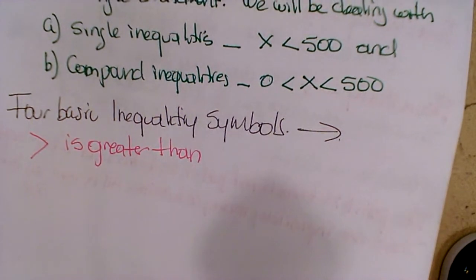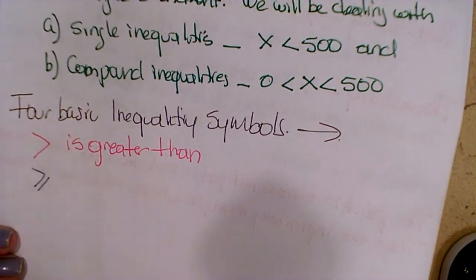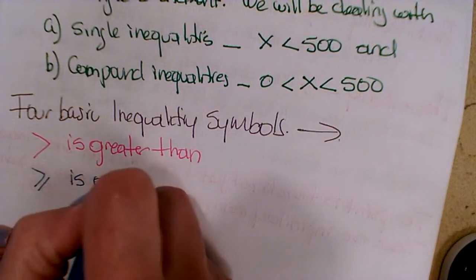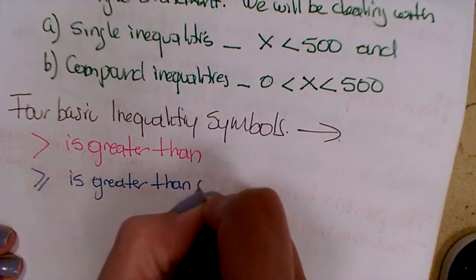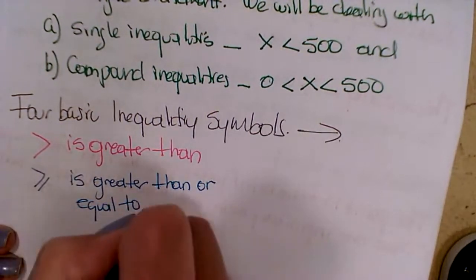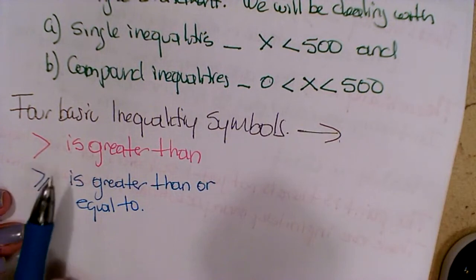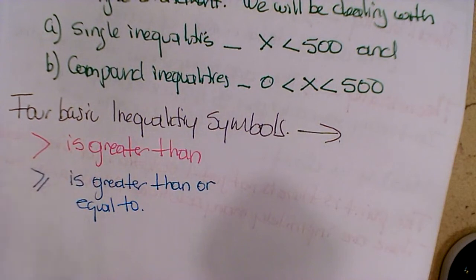Now, this one is greater than or equal to. Remember the difference. Is greater than is this one. When it has the line here, it is greater than or equal to.